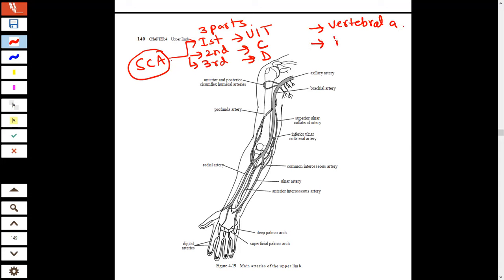I is your what? Internal thoracic artery. Okay, and T is your what? T is your thyrocervical trunk. C is your what? C is your costocervical trunk.